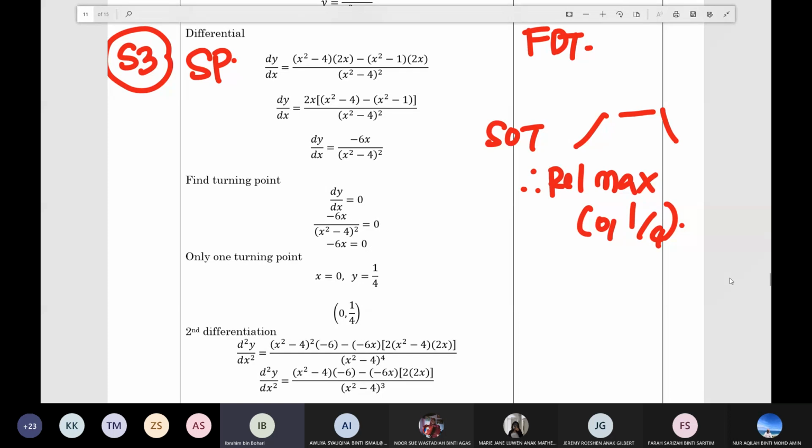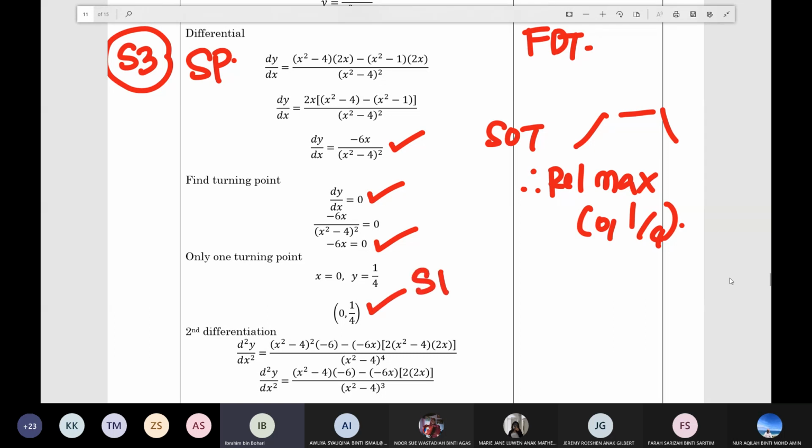Okay, step 3, find the stationary point of the rational function. First derivative, dy over dx here equals negative 6x over (x squared minus 4) to the power of 2. Okay, this one uses the quotient rule. And you let the first derivative equal 0, and the value of x here equals 0, and substitute into the rational function. Y here equals 1 over 4. So the stationary point here is at (0, 1 over 4).